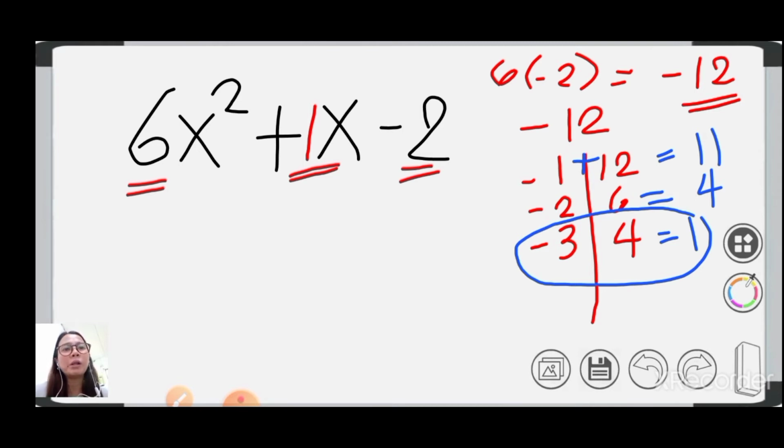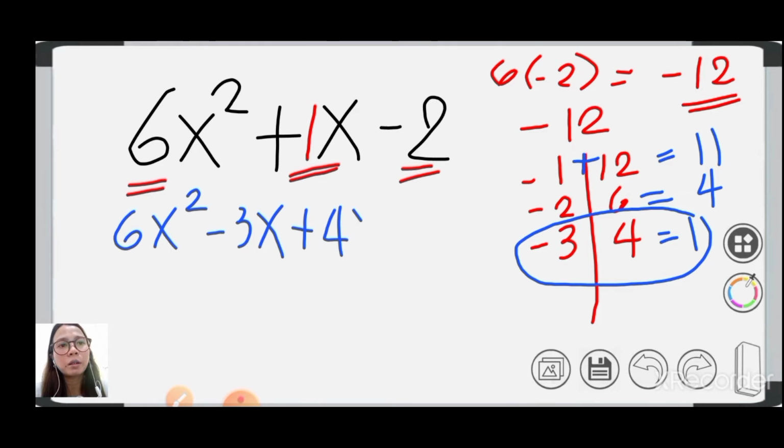Okay, so we will rename the middle term by using the factors. Let us write 6x squared minus 3x plus 4x minus 2. Okay? So we rename the middle term, negative 3x plus 4x, that is positive x. Okay, so this time we will be using the groupings.